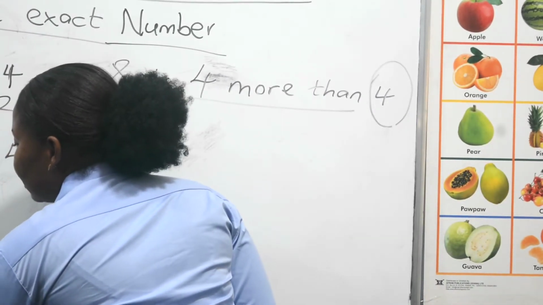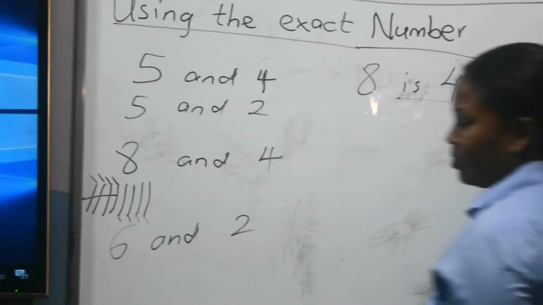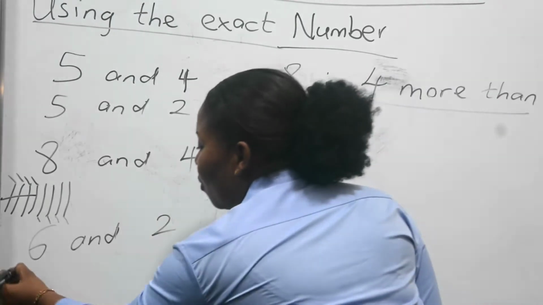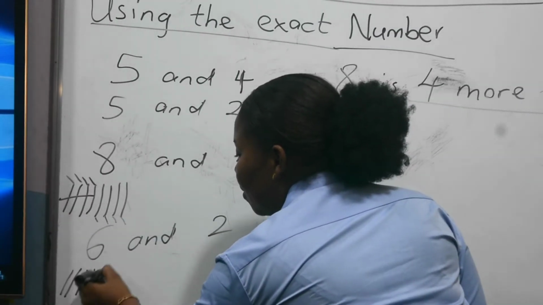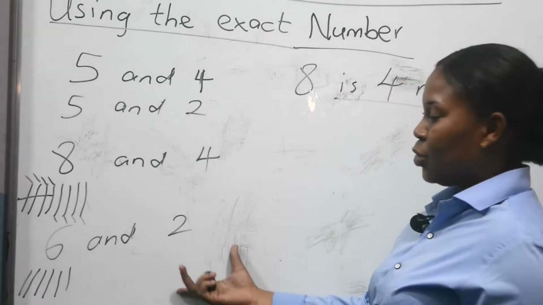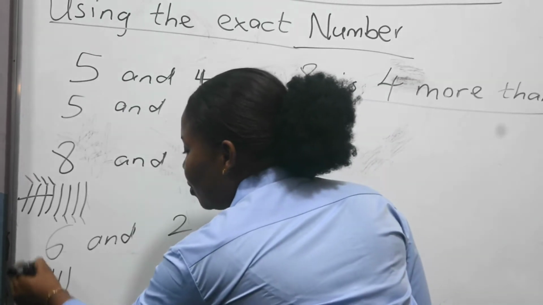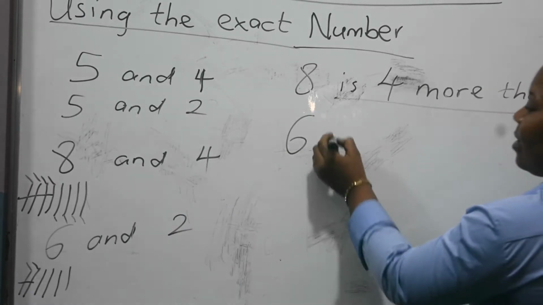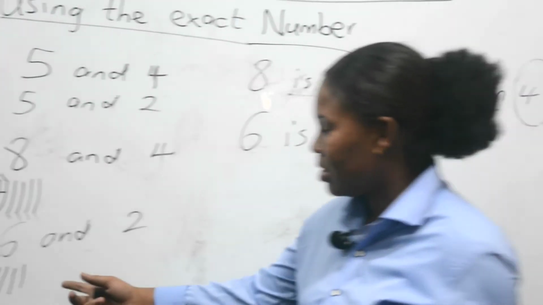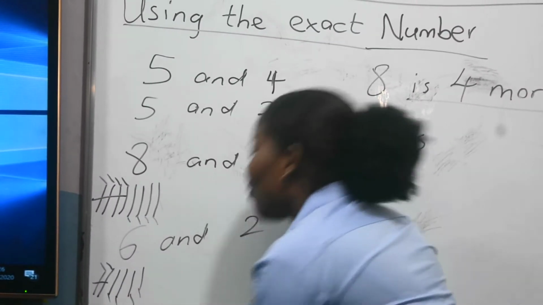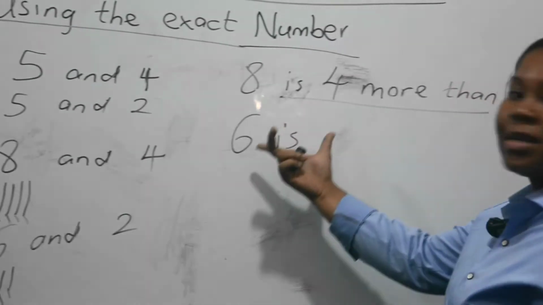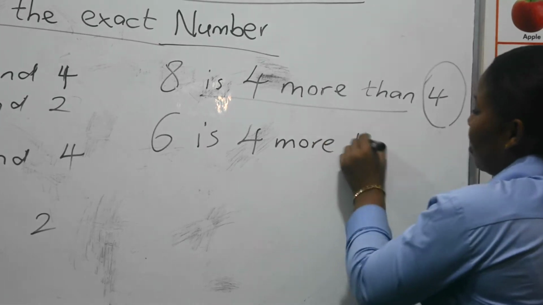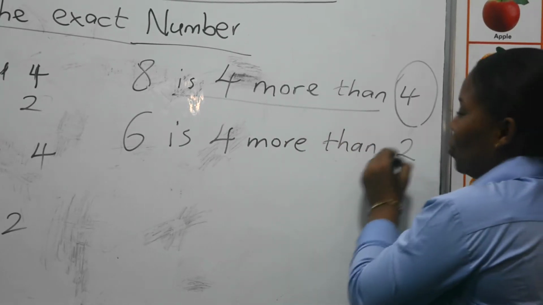6 and 2. So let's use the strokes. 1, 2, 3, 4, 5, 6. Now let's take the 2 out. 1, 2. Very good. So the answer will be what? 6 is, let's count the remaining strokes there. 1, 2, 3, 4. So we have 4 left. So it will be what? 6 is 4 more than 2.